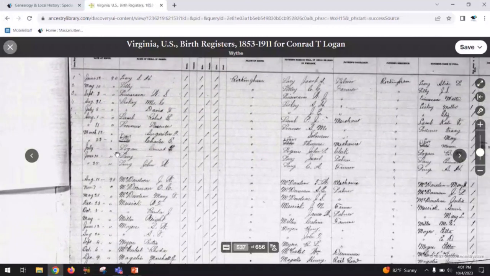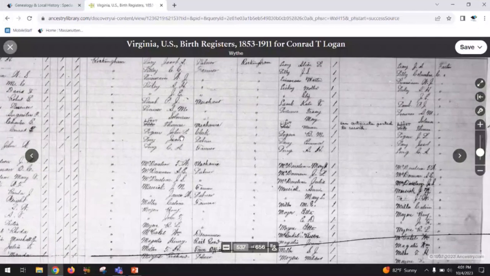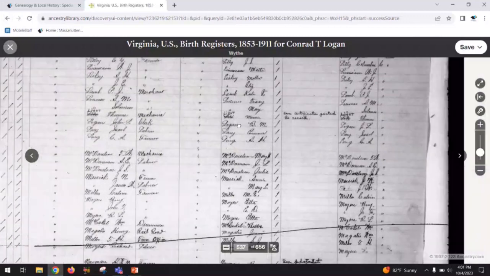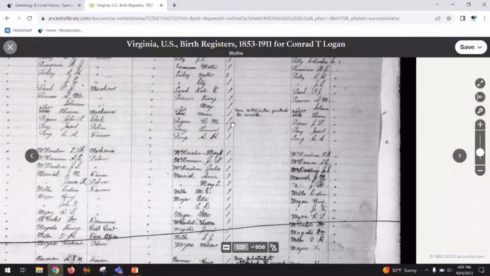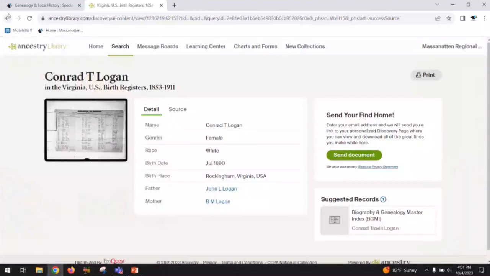So here he is, Logan Conrad, and we can see this T is a little hard to read again. They really struggled with his T there. And if we go across, we can verify again that his father is John Logan. But here we learn that his father was a clerk. So that's interesting. We don't know what business, but maybe we can keep looking and find that out. And then his mother, BM Logan. So we didn't learn too much there, but we learned his father's occupation.